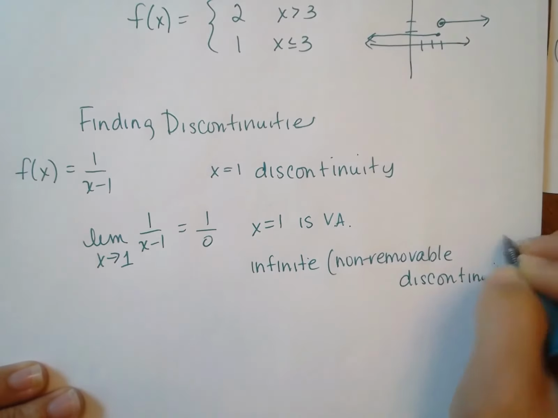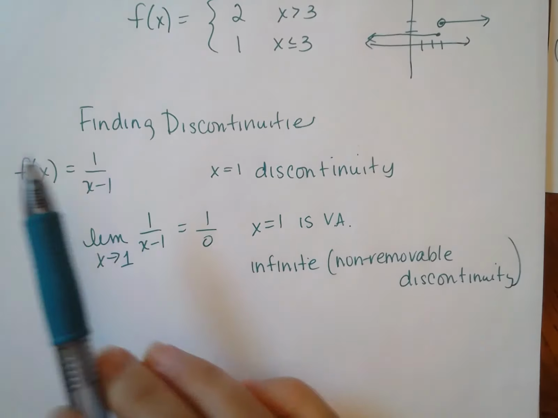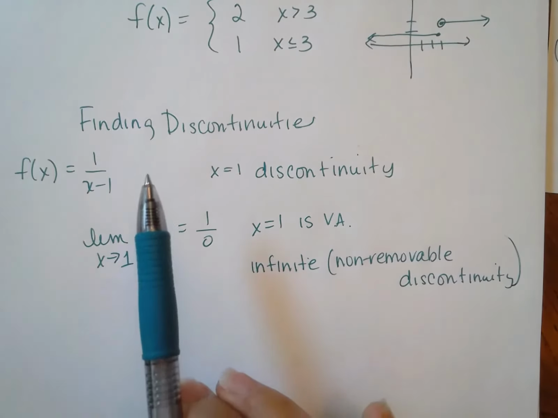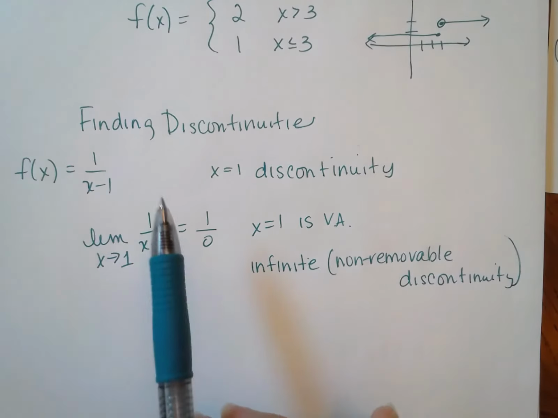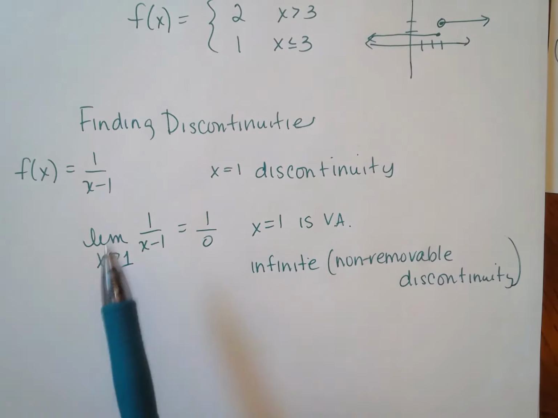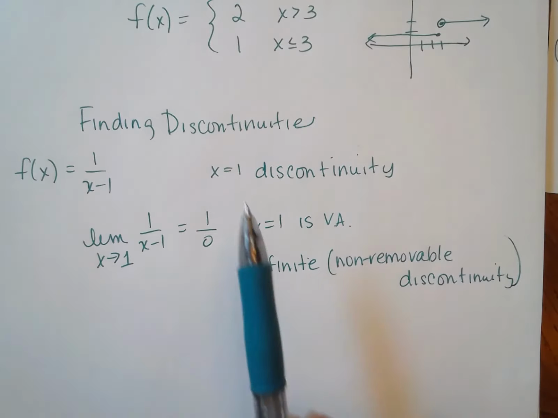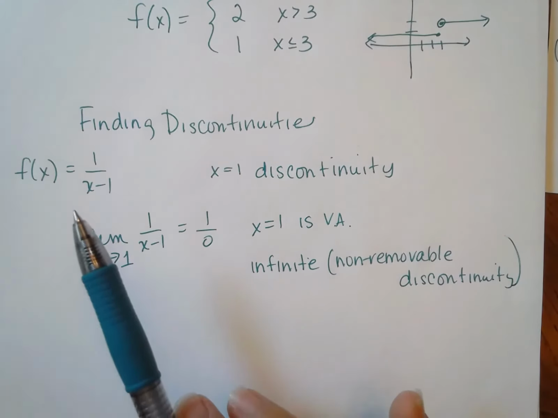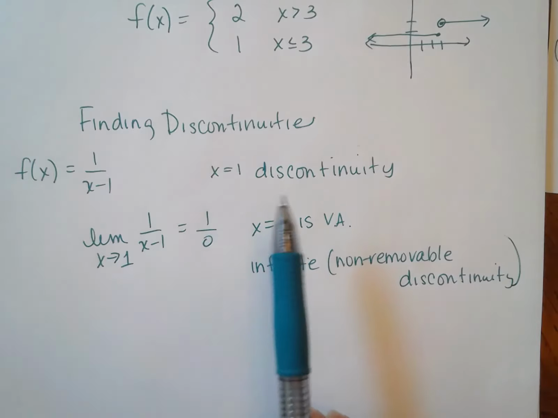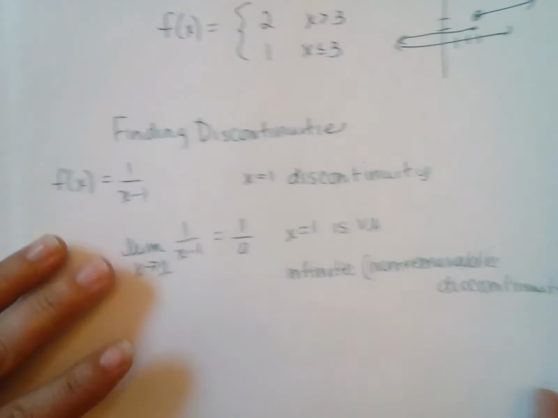All right, so that's the only place that we're going to find that, because rational functions, we talked about in the last lecture, are continuous everywhere except for where the denominator is equal to 0. That was the only place where the denominator is 0, and so that's the only discontinuity we're going to find in this particular function. So we found that x equals 1 is a discontinuity, and it's an infinite, which is part of the non-removable classification. Okay, let's look at the next example here.